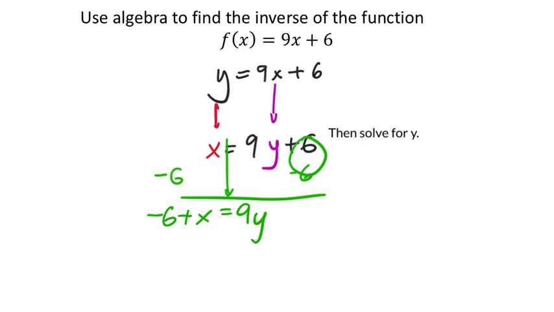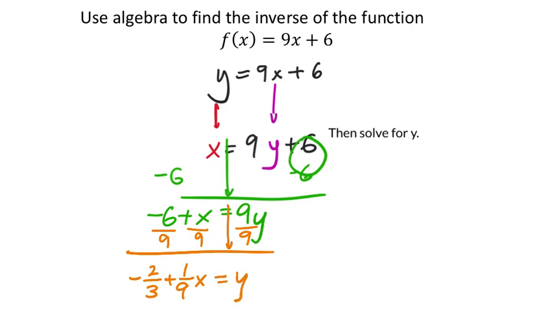The last thing we want is for the 9 to not be a 9. We'd like it to be a 1. So I'm going to have to use another principle of equality here to divide both sides, well, all the terms, I suppose, by 9. You could just divide both sides by 9. So the -6 over 9, that's going to simplify to -2/3. Then I'm going to show this as a positive 1/9 x. You could show it as x over 9 if you wanted, but then we get this equals y.